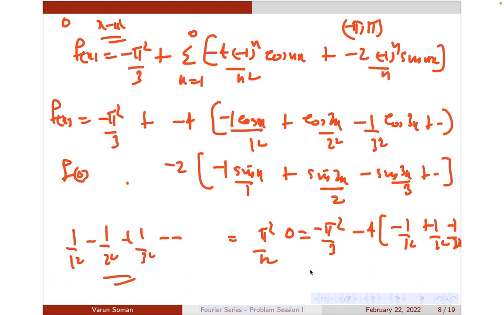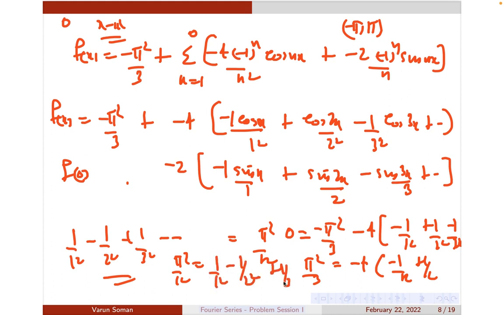So if you bring it back here, it will simply be pi square by 3 is equal to minus 4 into minus 1 by 1 square plus 1 by 2 square minus 1 by 3 square. If you take the minus outside, the 4 will be coming outside. So this will ultimately become pi square by 12 is equal to 1 by 1 square minus 1 by 2 square plus 1 by 3 square, etc., which is the required deduction.